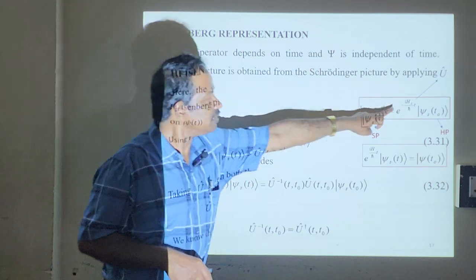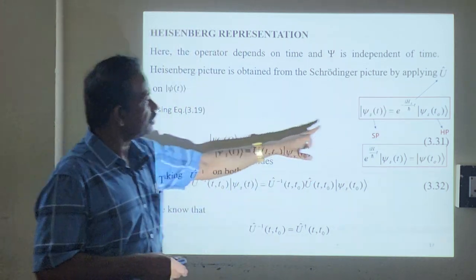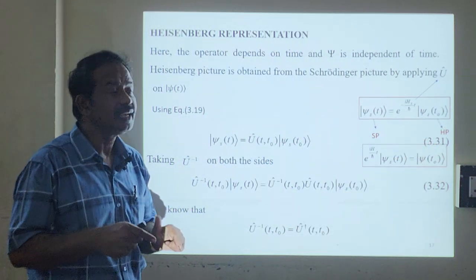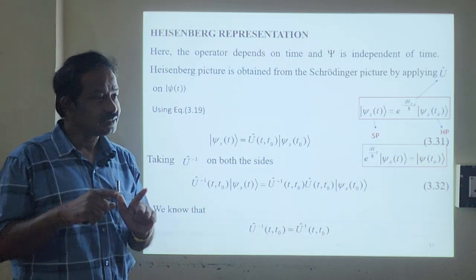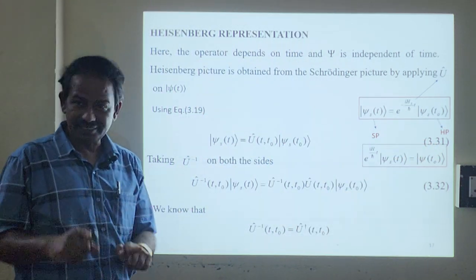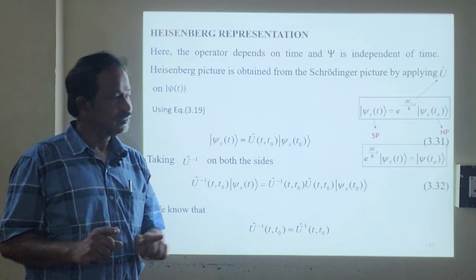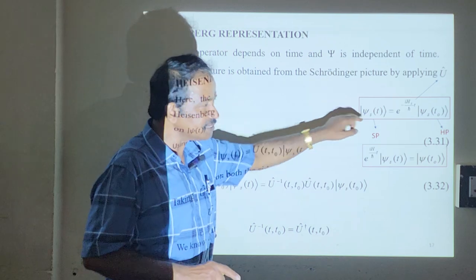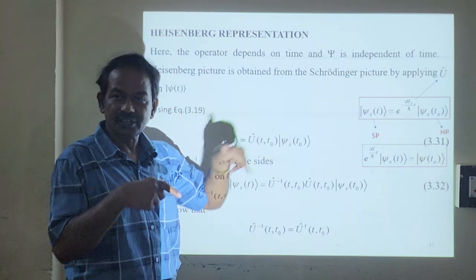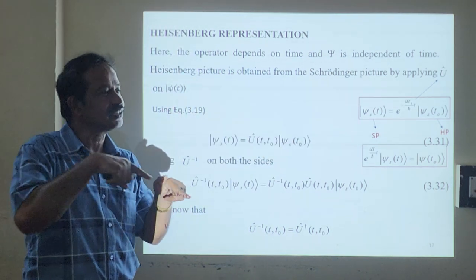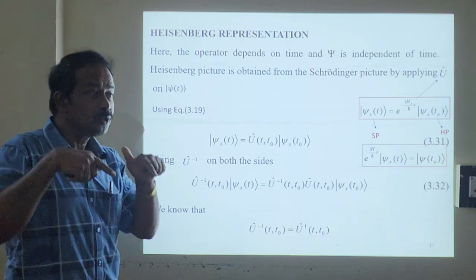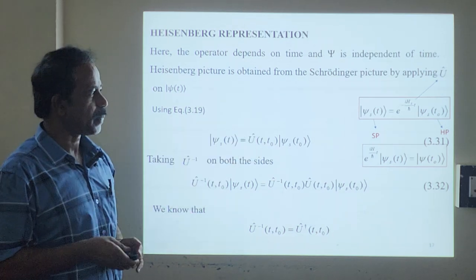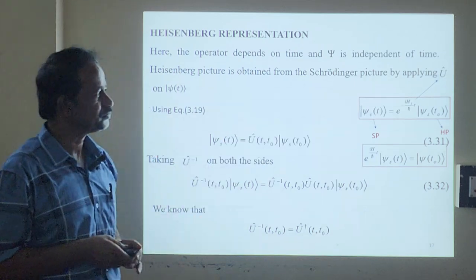So U is given by this expression, correct? So this is your Schrödinger picture. This is your Heisenberg picture. I have written Heisenberg picture because in the Heisenberg picture, psi does not depend on t. Correct? So that's why I termed it a Heisenberg picture. Whereas this one depends on t, so that's why this is a Schrödinger picture. So that's the connection between the Schrödinger picture and the Heisenberg picture through unitary operation. So this is a unitary operation, correct? So there's a connection between these two.